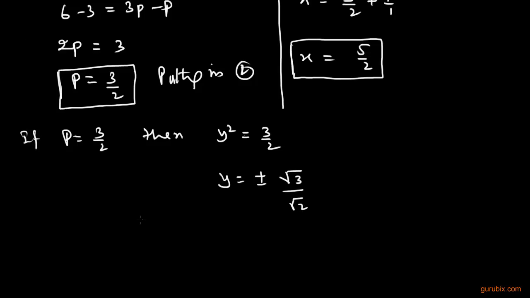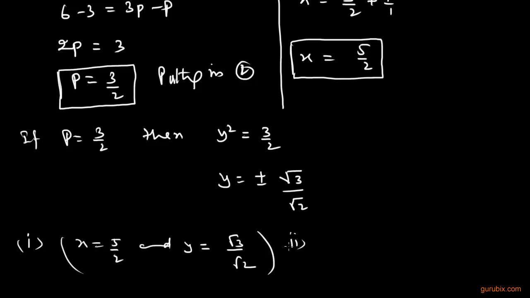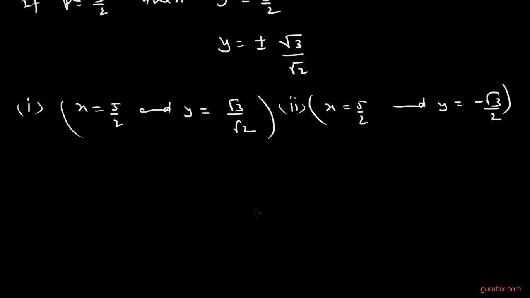Therefore, we have two combinations of solutions, and the first is x = 5/2 and y = positive √3/√2, and the second combination is x = 5/2 and y = negative √3/√2. So these are the two solutions of the equation.